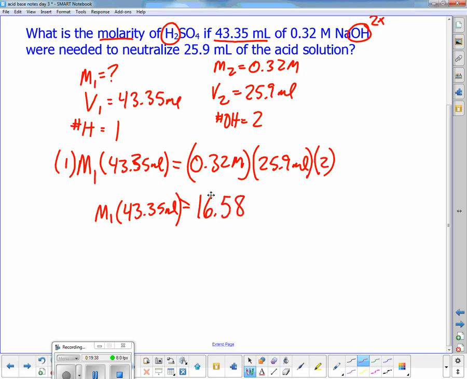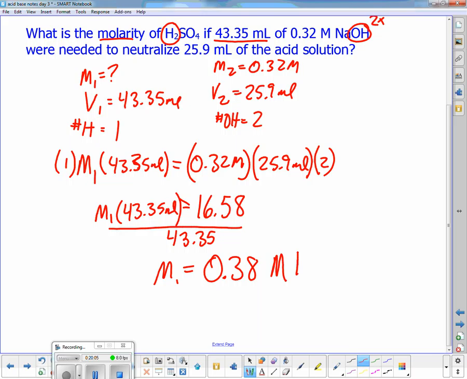...0.576, so 8. Okay, and then I just divide both sides by 43.35, and I would get my molarity. And since the molarity there is 2, I only need to report 2. So somebody got the molarity for me. It's going to be 0 point something. 0.38. And I put a capital M, and that would be my molarity of H2SO4.